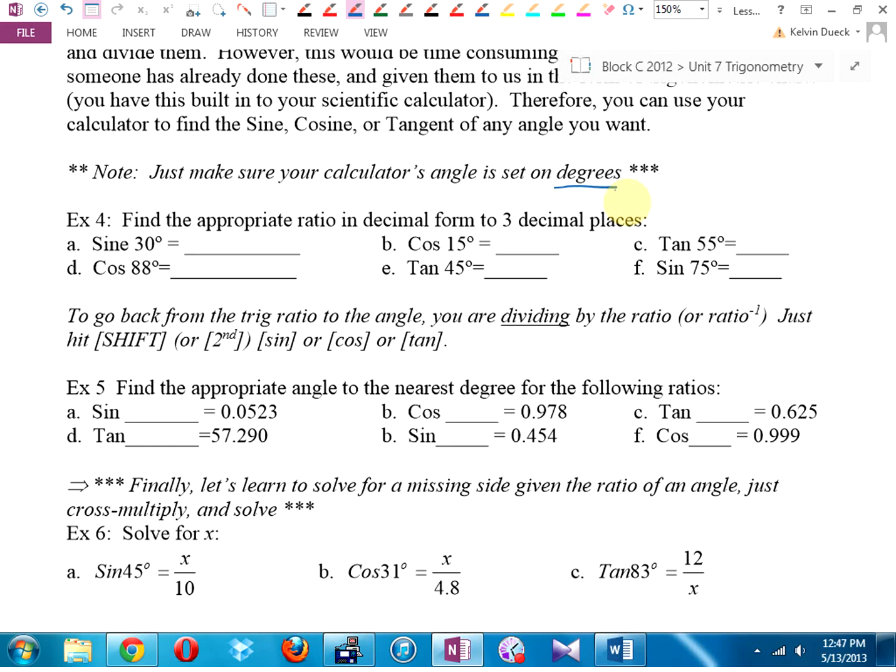So you want to look on your calculator screen right now, and you want to see if you can see a little letter D somewhere up there along the very, very top. What you don't want to see is an R or a G.